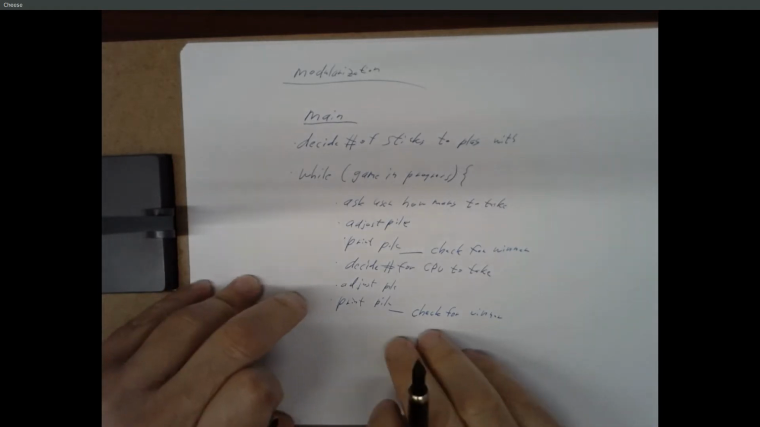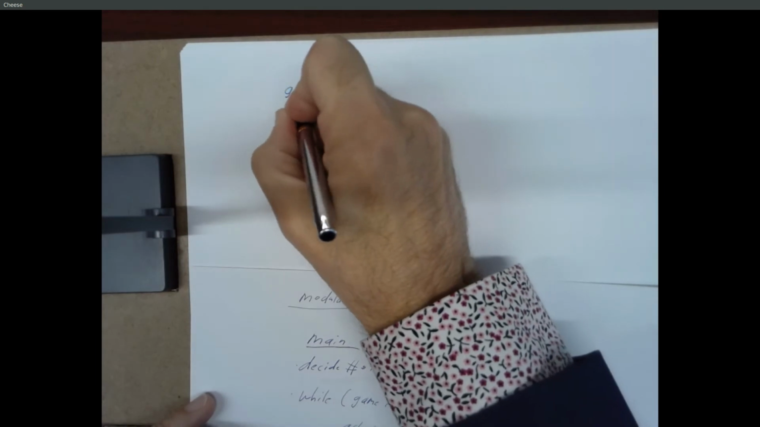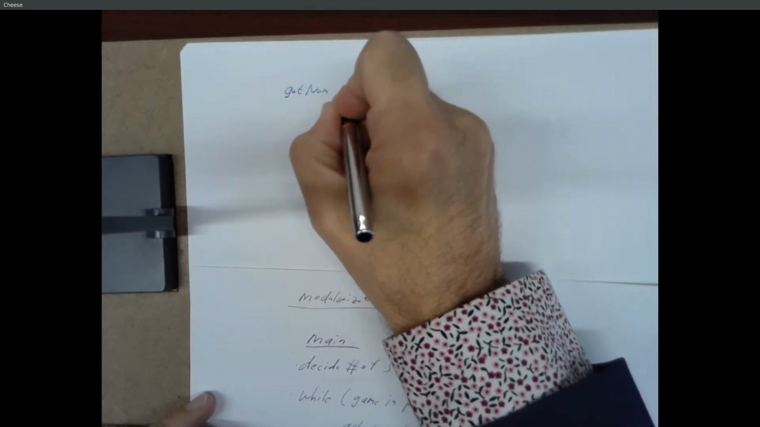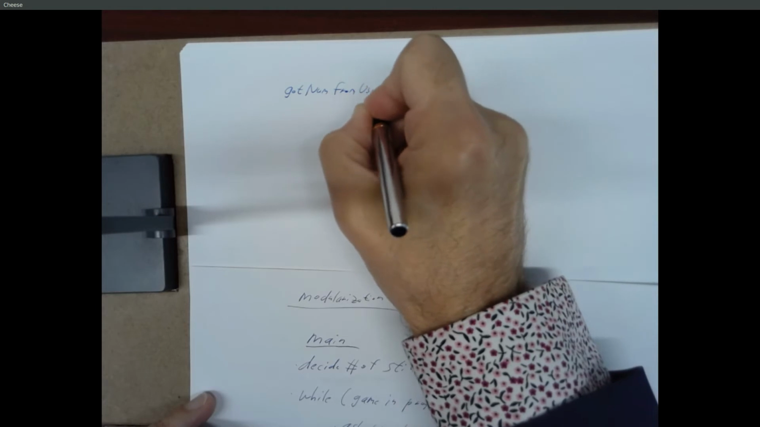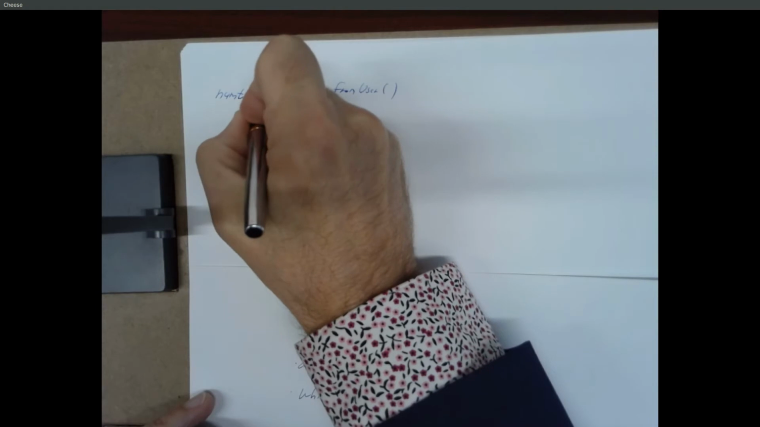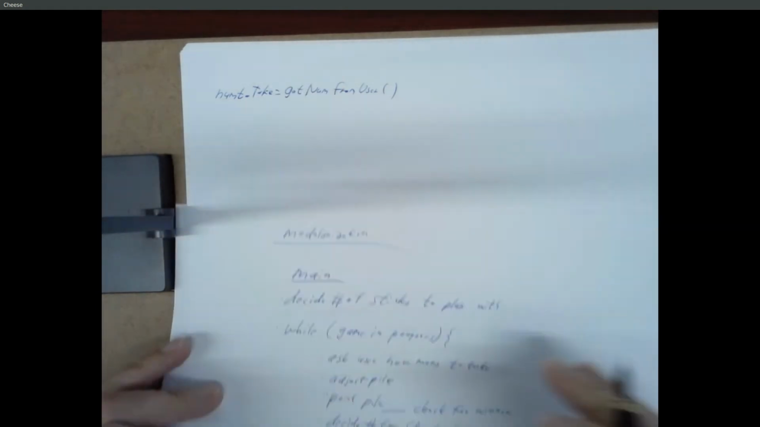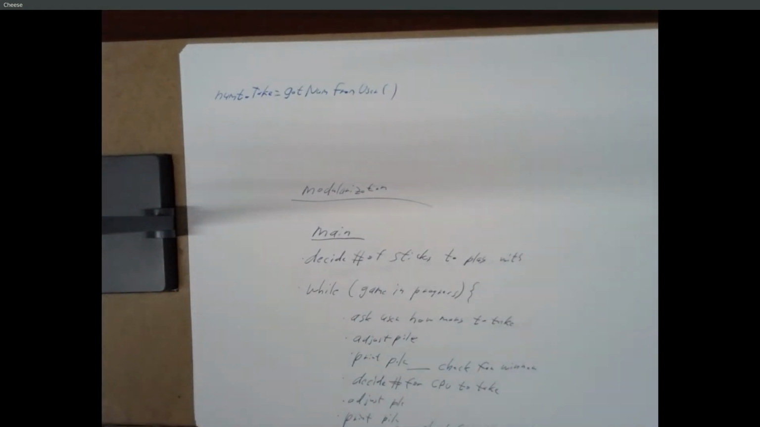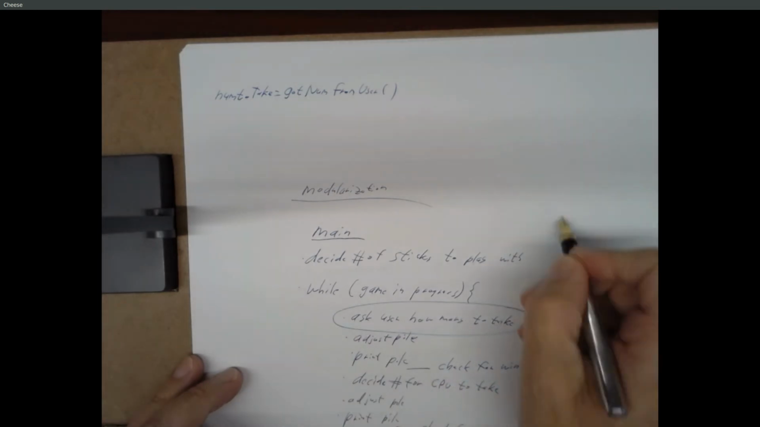Make yourself another function called getNumberFromUser, and it returns an integer number to take, and it's going to be an integer which is either 1, 2, or 3. And this is just going to be a call like that.